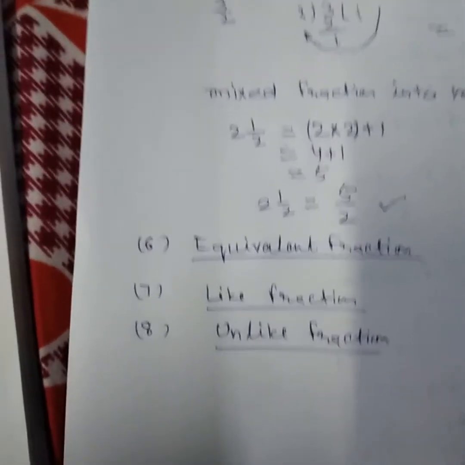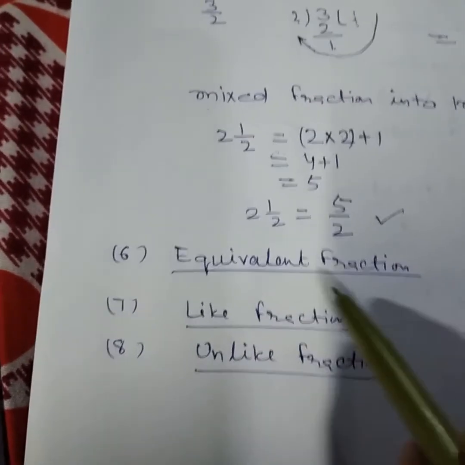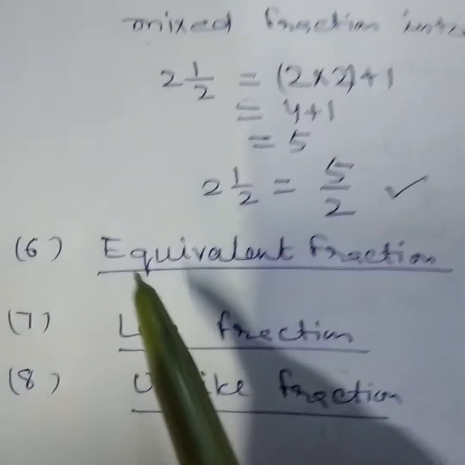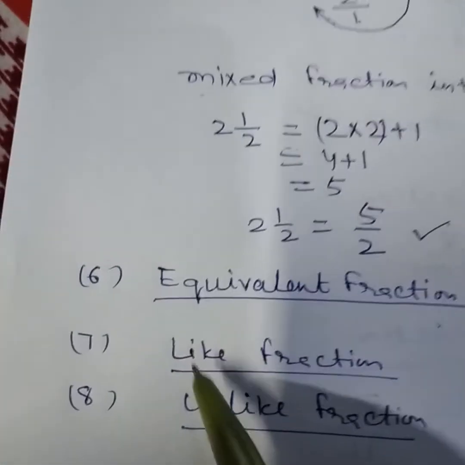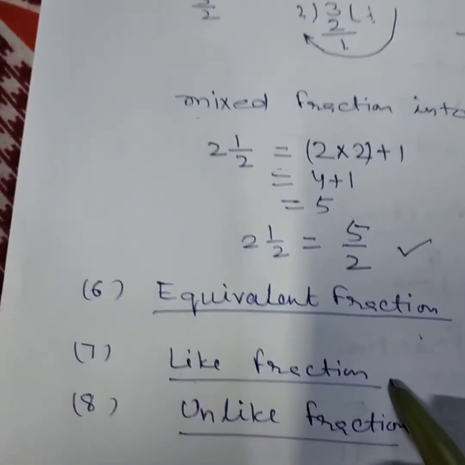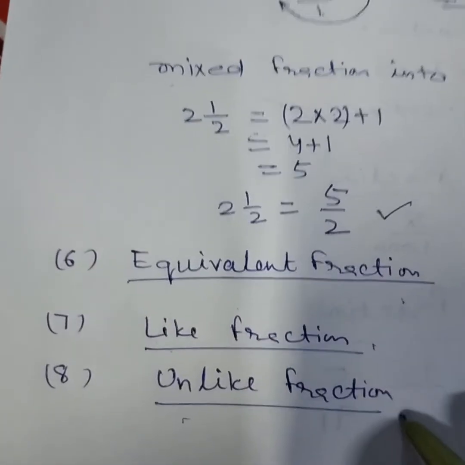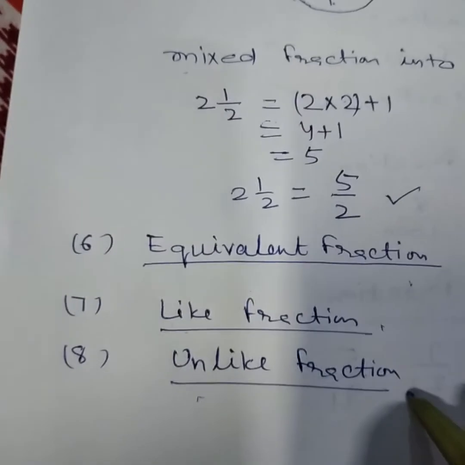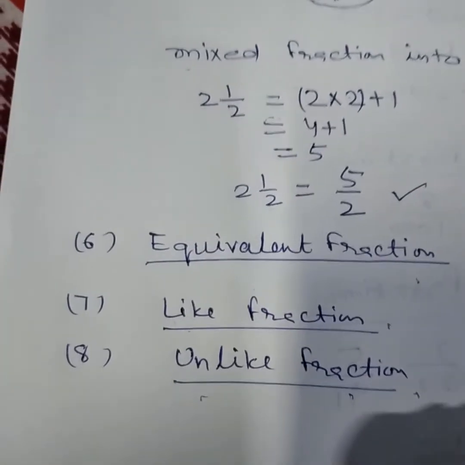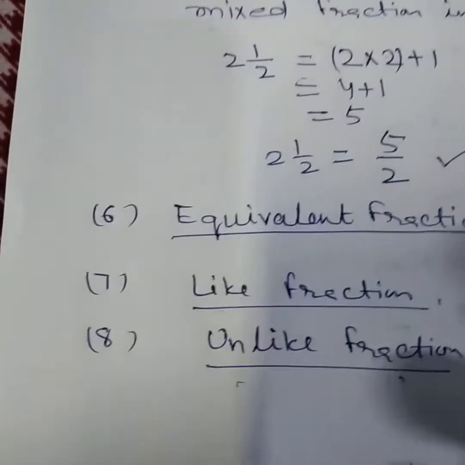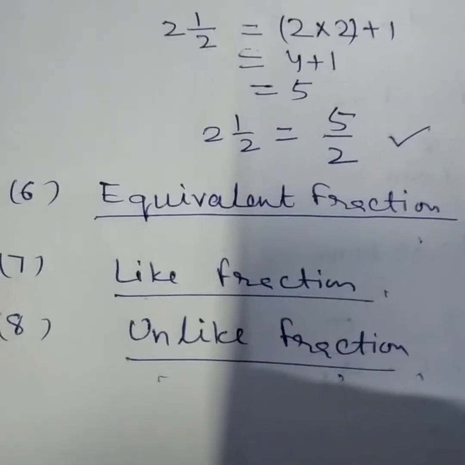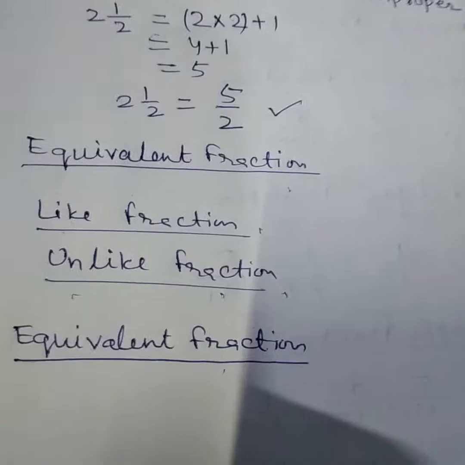Now some other properties of fractions. The sixth one is equivalent fraction, the seventh is like fraction, the eighth is unlike fraction. These are also 3 types of fractions. So first we are going to discuss what an equivalent fraction is.